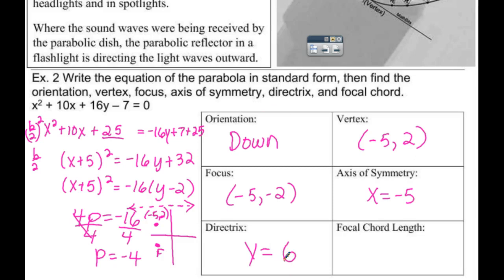And the focal length always comes right here, but it's the absolute value because length can't be negative. So it's 16. And what that means is at the focus, across the focal chord has to be 16. So if it has to be 16, how much would go on each side? So we'd count over 8 and 8, and we'd be able to make our parabola. Okay? So let's try the next one.